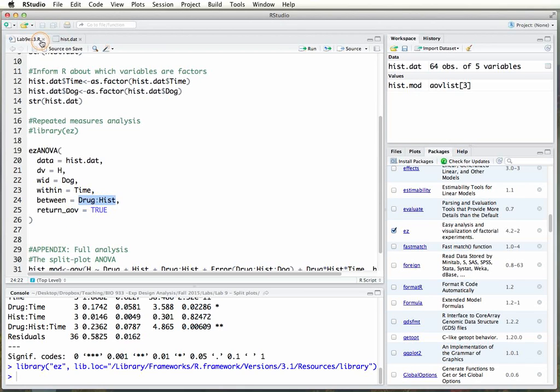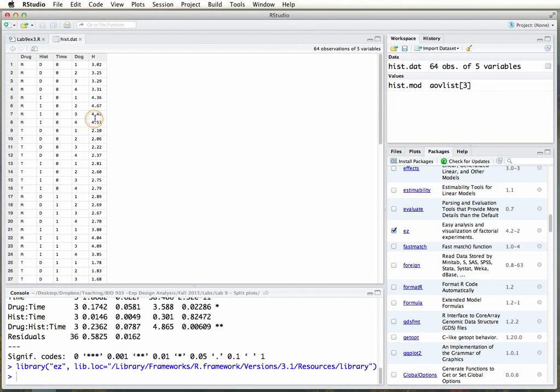And what that means is R is going to look at the hist.dat and is going to look at drug and histamine level, and the combination of those two, in this case M and depleted histamines, the combination of those two is the main plot treatment that was assigned to this particular dog. And then of course this was the histamine level measured at time 0 for that particular dog.